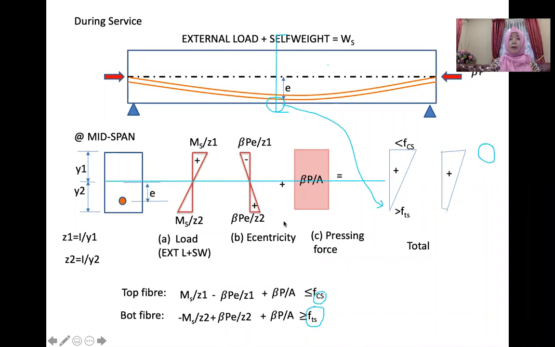Therefore, we have another equation at the top fiber. This is the top fiber and the bottom fiber. The assumption is that at service, the bottom here must be at least zero, and there's no crack. If we say here zero, it means that there's no crack. Therefore, in the code, at the bottom here, it must be greater than the tensile limit during service. At the top, it must be less than the compressive limit in concrete during service.